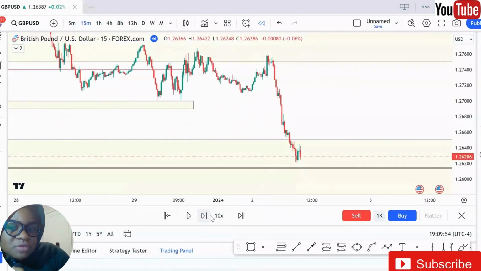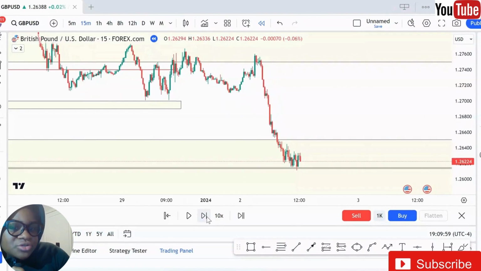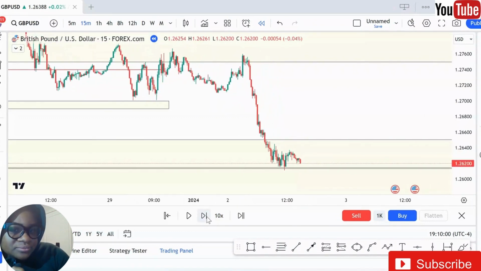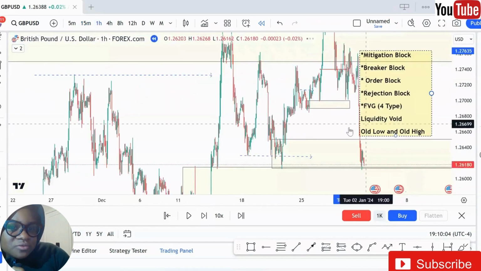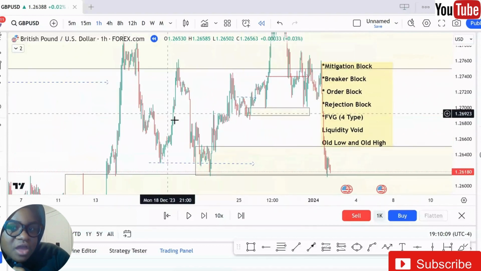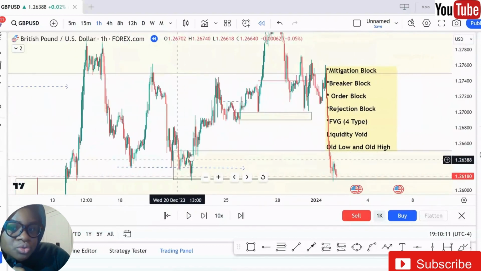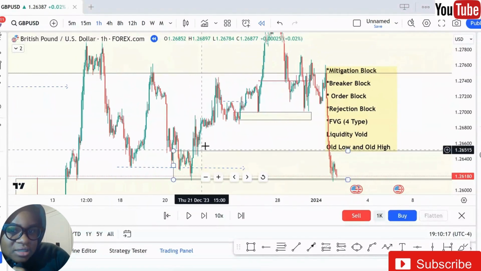And on the 15 minutes, you're looking for a shift in market structure to find an entry for your analysis. Are you with me? So that's the way you do top down analysis. We follow this rule, the PD array. If you have watched some of my videos, you will know a mitigation block and a breaker. This is a breaker block which the market mitigated here and went up.